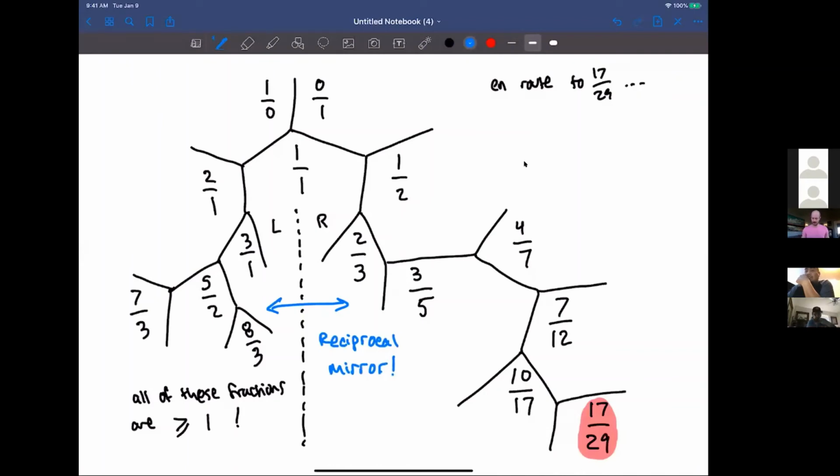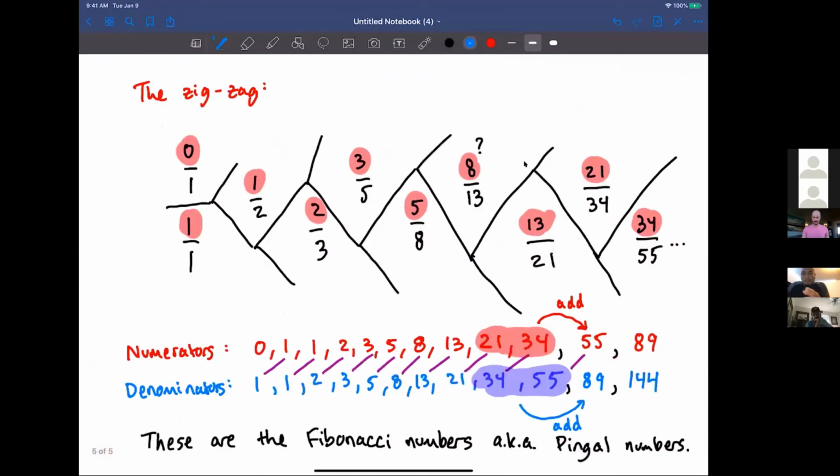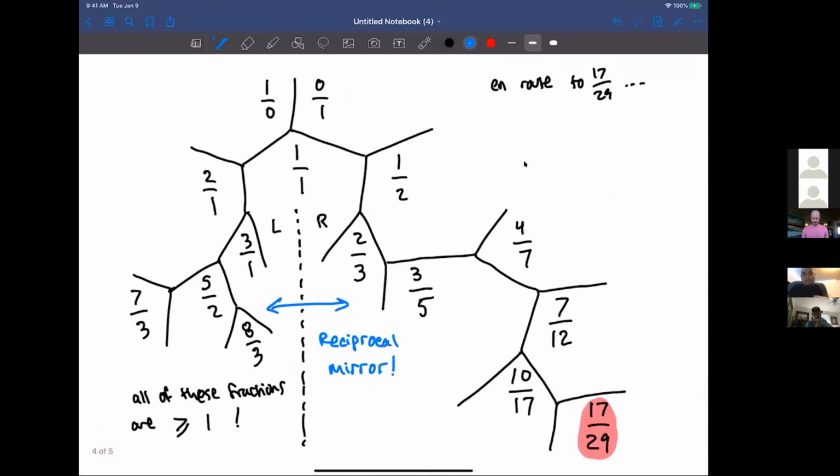This is how our group found 17/29. And I heard about Fibonacci numbers. They came up in our group too. Real quick, I think you messed up one of the numbers on the left. Oh, which one? The left. Oh yeah, 3/1 should have been 3/2. Trust a mathematician, huh? Okay. There you go.